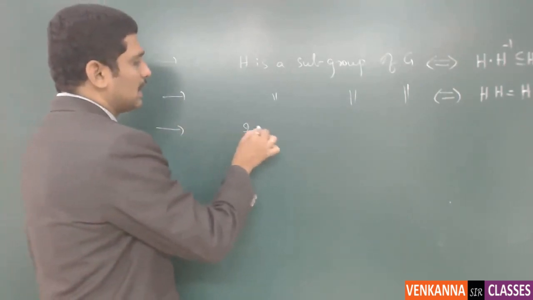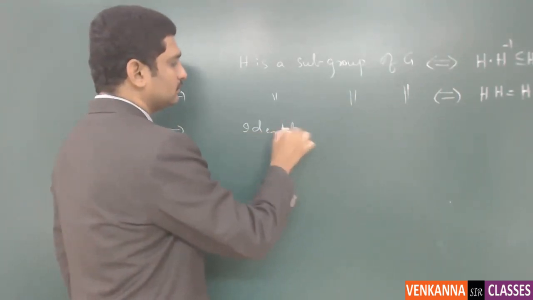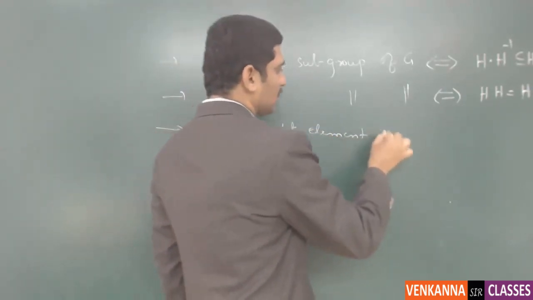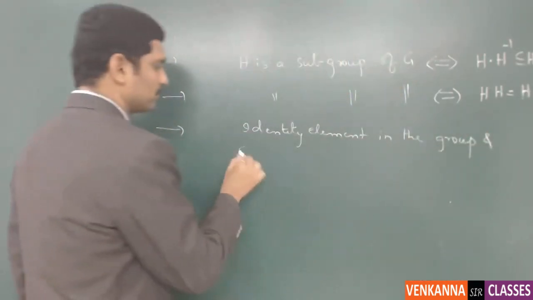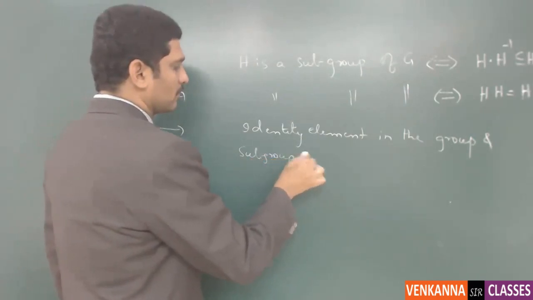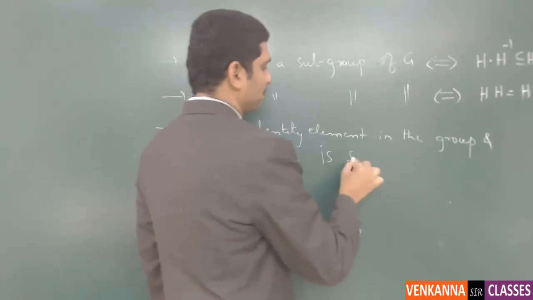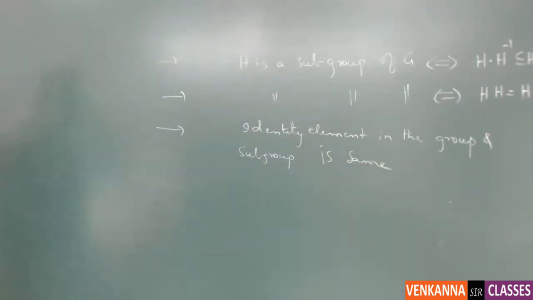Understand one thing then: the identity element in the group and the subgroup is the same. For these results, I will give the proof. You can check that, so if you're interested, you can read them. Otherwise, you can skip the proofs. They are based on simple logic, the definition. If you understand how the set is defined, then you can easily understand the proof. If you're interested, I will give the discussion later in the next class.